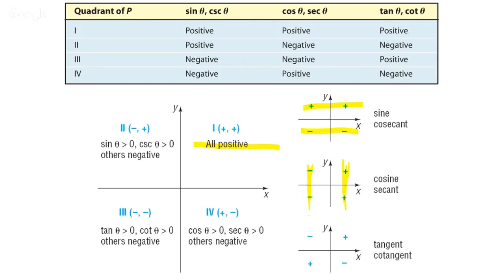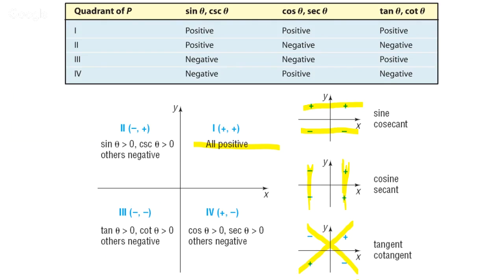And tangent and cotangent, notice, are diagonals. So they're positive in the first and third quadrants, and negative in the second and fourth quadrants. So tangent and cotangent are the diagonals.